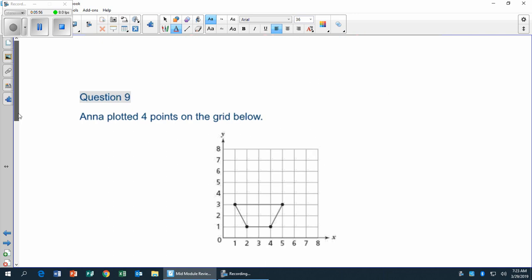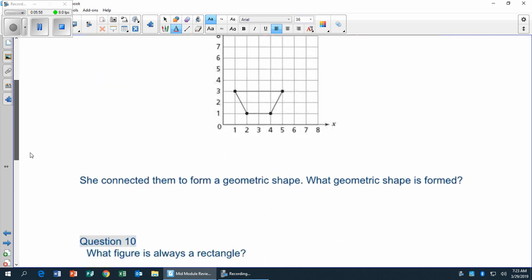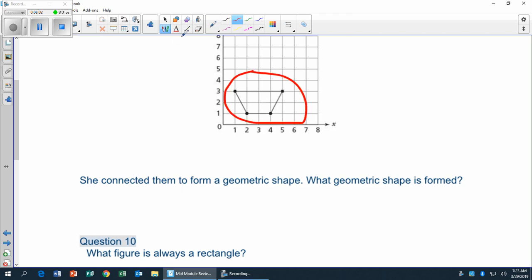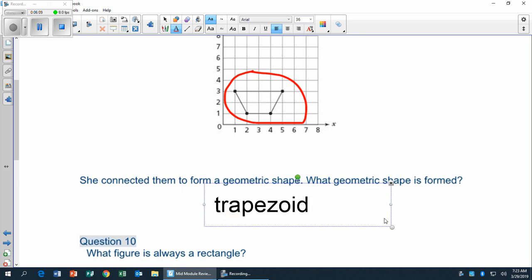Next, here's Anna, and she plotted these points down here, and I look at this picture to see what this picture looks like. And to me, that looks like a trapezoid. It's upside down from what you're used to seeing, but it definitely looks like a trapezoid.